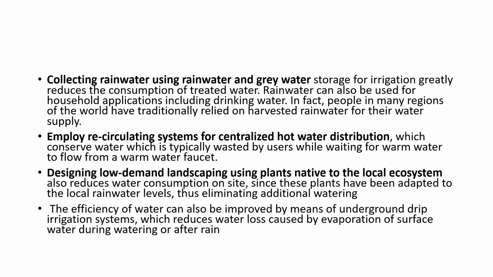Collecting rainwater using rainwater and greywater storage for irrigation purposes greatly reduces the consumption of treated water. Rainwater can also be used for household applications, including drinking water as well. In fact, people in many regions of the world have traditionally relied on harvested rainwater for their water supply.